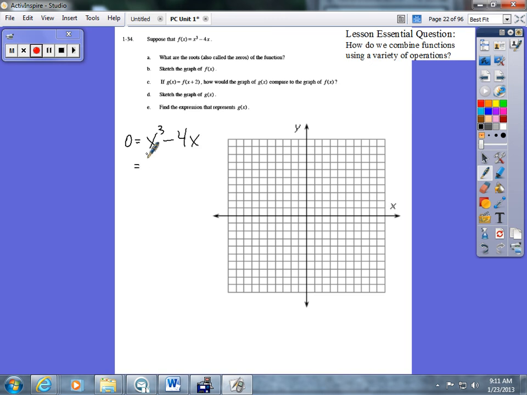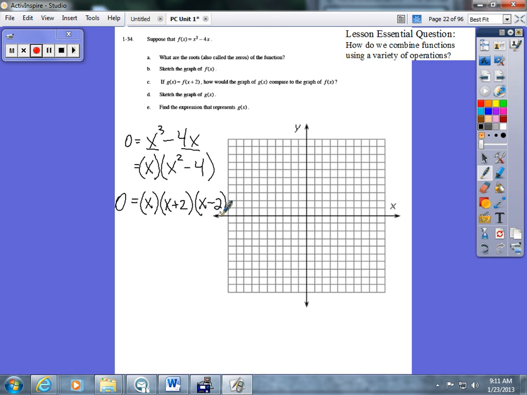What I would do is factor this first. Both of these terms have an x in them. So if I factor an x out, I'll be left with x squared minus 4. X squared minus 4, you should recognize that. That's the difference of two squares, which means it can also be factored into two binomials. So x squared minus 4, 4 can be written as 2 squared. So that's going to give me x plus 2, x minus 2.